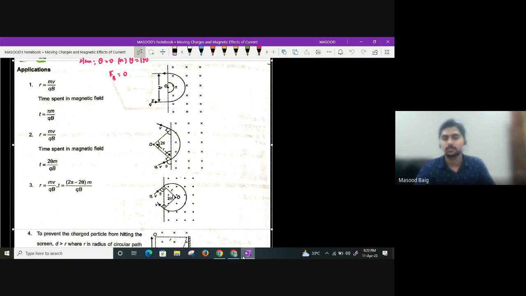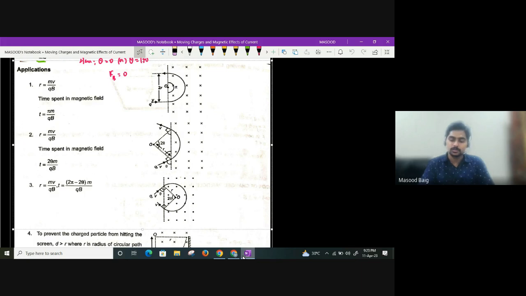Now, there are some rules that you need to understand, guys. When will it complete full circle? When will it not complete full circle? Suppose there is a large magnetic field, charged particle is already present in the magnetic field, and you are giving a speed perpendicular to magnetic field. If you are giving a speed perpendicular to the magnetic field, it will complete full circle.